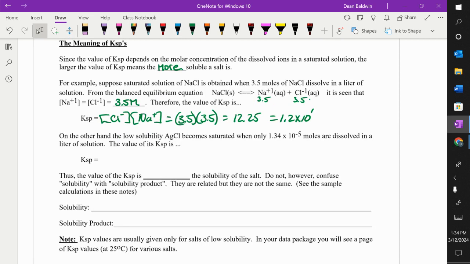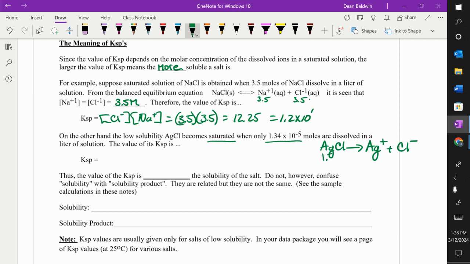But silver chloride has a low solubility. Okay, so it becomes saturated when there's 1.34 times 10 to the minus 5 moles dissolved in a liter of solution. Silver chloride, again, is a 1-to-1. So silver chloride goes to silver and chloride ions.